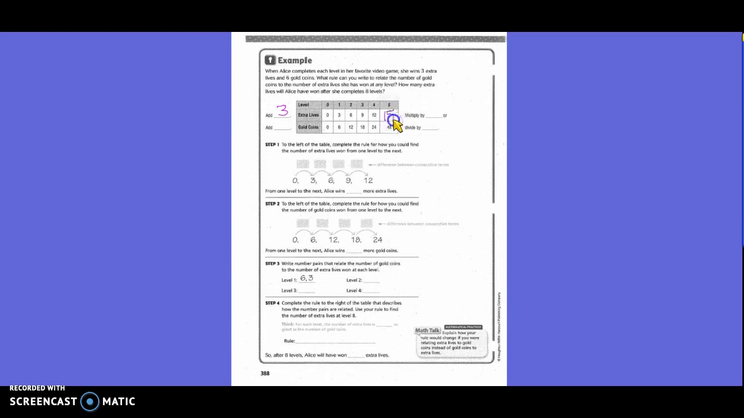Okay, so if I went ahead and added 3 onto 12, what would I get? 15. So then, on the next line, they're going 0, 6, 12, 18, 24, and they already told us they're adding, so what were they adding by? 6.